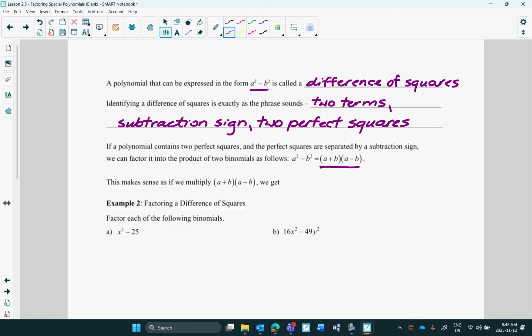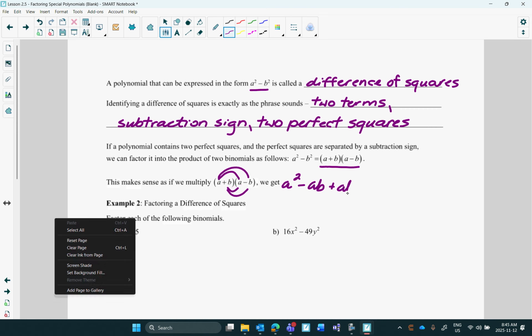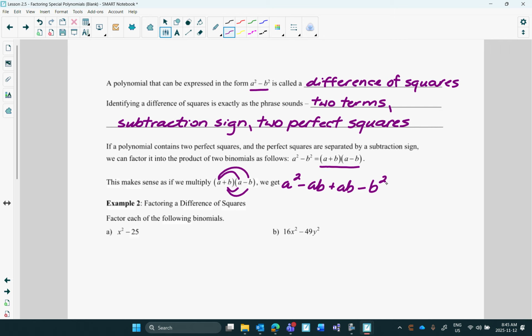Why does that work? Because if we multiply this back through and do our four multiplications, we get a squared minus ab plus ab minus b squared. Those cancel each other out, and you're left with a squared minus b squared. Remember, multiplying is the opposite of factoring, or the reverse, I should say.